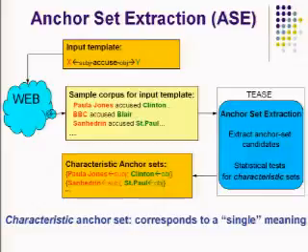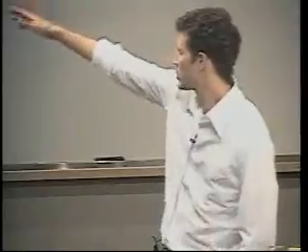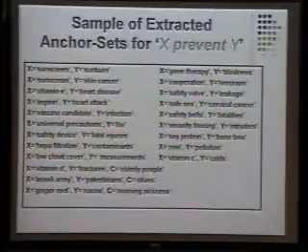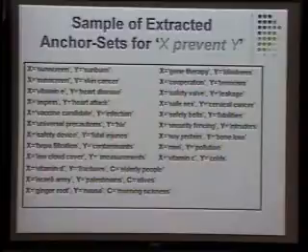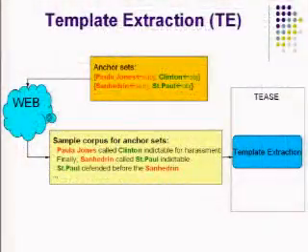So again, what we're looking for is characteristic anchor sets corresponding to a single meaning of the input template. Just an example of what we can learn for "X prevent Y" in that manner. We got things like sunscreen prevents sunburns, safety belt prevents fatalities, low cloud cover prevents measurements. This is an example for non-named entities. You can see that there's a lot of variability here, and we capture a lot of things. And think about collecting all of these manually. It's quite a hard task.